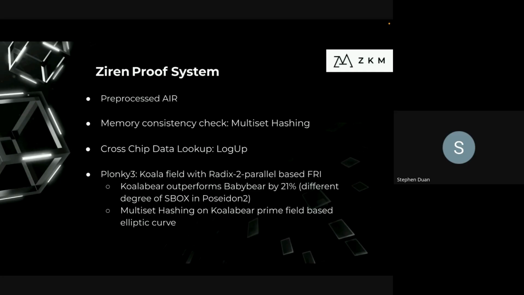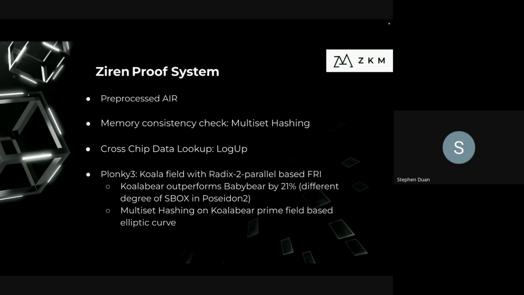So here we use multi-set hashing to check the memory consistency when you run another instance of that program. And for the cross-chip data, for the data transfer between the different chips, we use the log-up. From our observation, the multi-set hash is more efficient than the log-up.